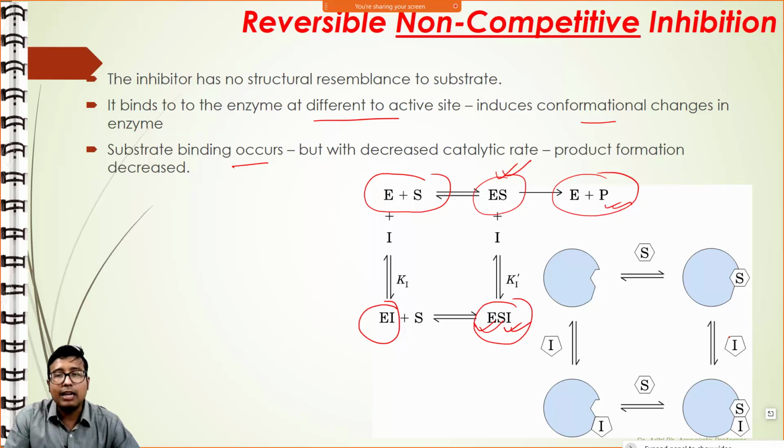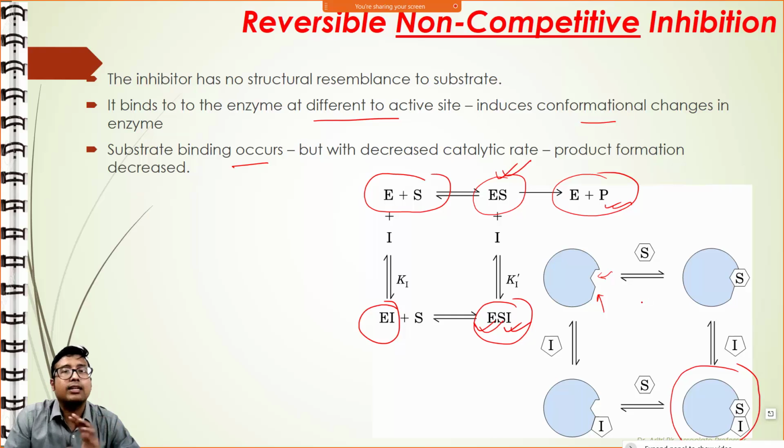See, the enzyme inhibitor is binding at a site other than the active site. This one is the active site and this one is the site for binding of the inhibitor. Both have bound and ultimately ESI formation has taken place. Fine. So this is the basic molecular mechanism of non-competitive inhibition.